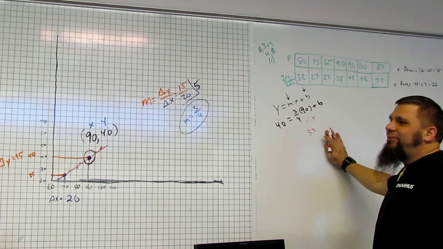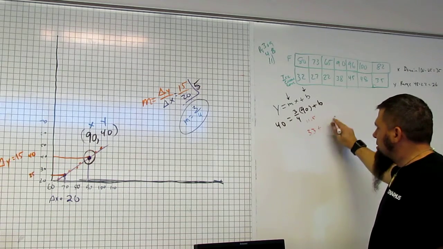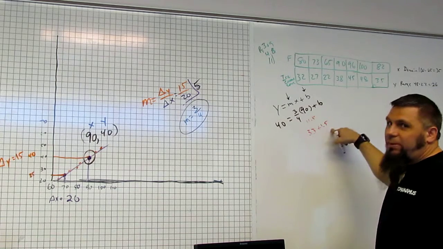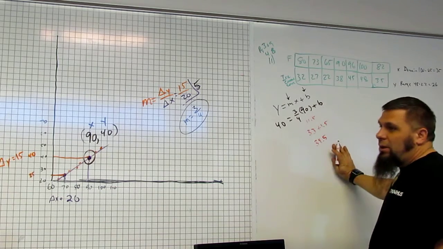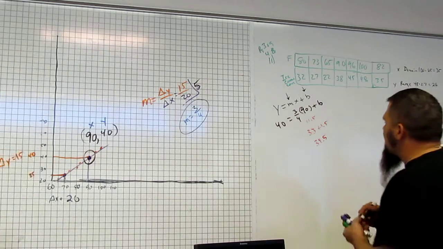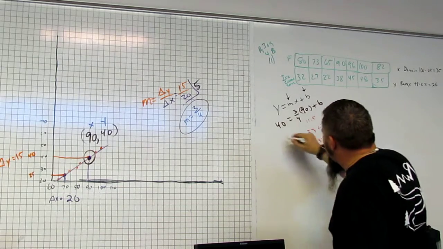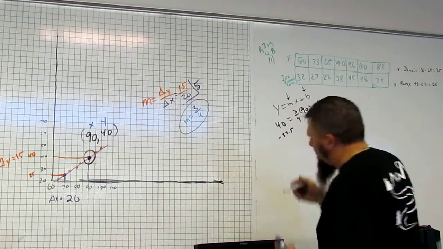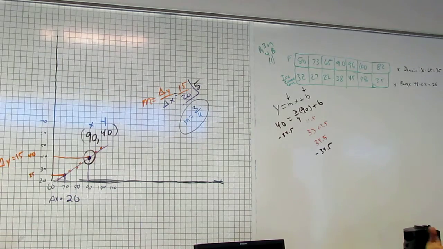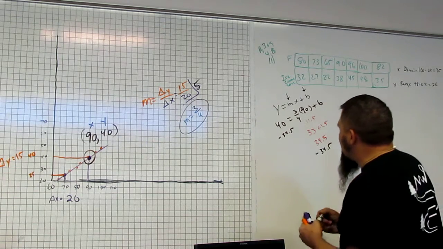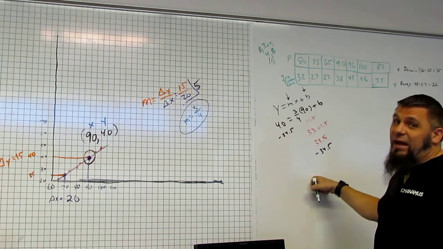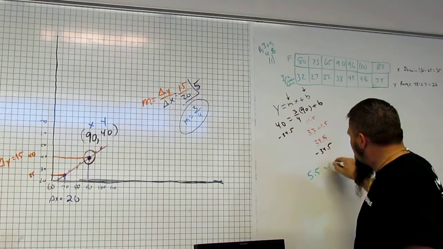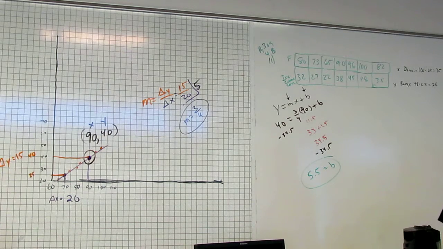And what's half of 3? 1.5. So it's 33 plus 1.5? 34.5. So then I subtract that from both sides. Minus 34.5 from both sides. And so what is 34.5 from 40? It's not 6, it's 5.5. So 5.5 is b. It's not that bad.